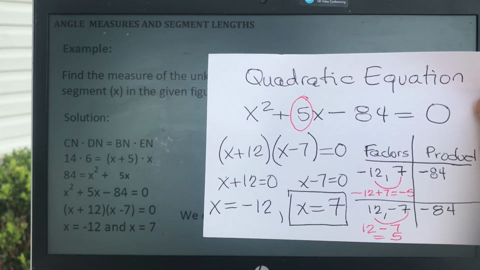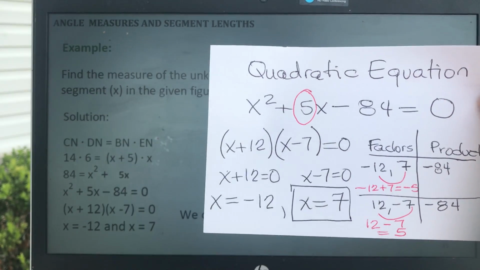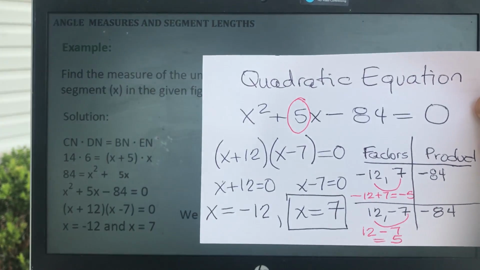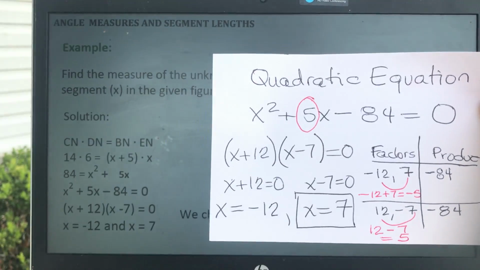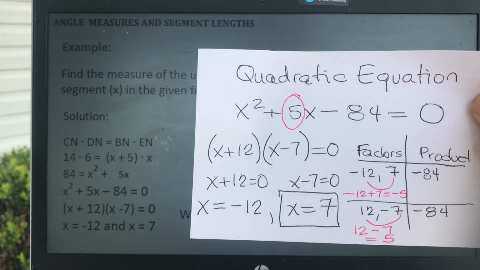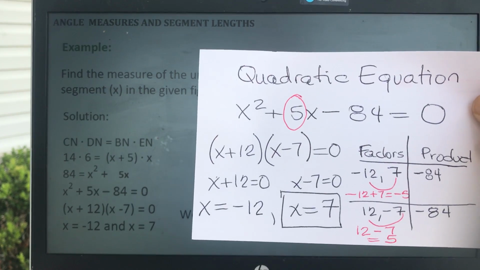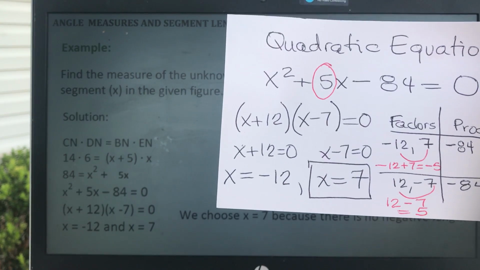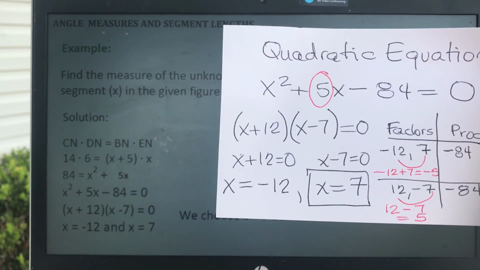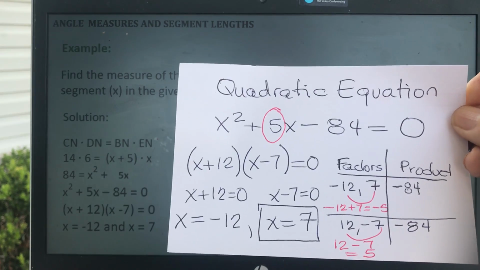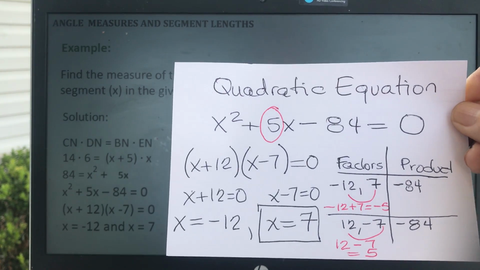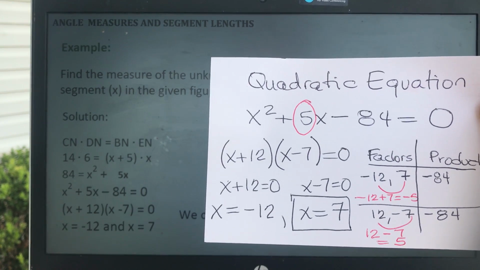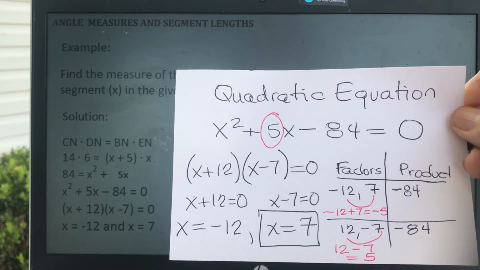So those factors would be, if we try negative 12 and 7, when we multiply negative 12 and 7, we get negative 84. But what happens when we add negative 12 plus 7? We get negative 5. We're not looking for negative 5, we're looking for 5. So then we change that negative 12 to positive 12, and we change that positive 7 to negative 7. So 12 times negative 7, again, we get negative 84, okay, which is our constant in our equation. That's correct. But when we add 12 and negative 7, then we get 5. And 5 is the number we're looking for, because 5 is indeed the coefficient of x.